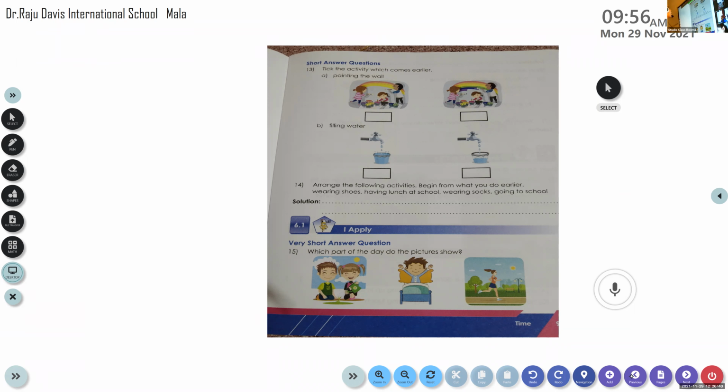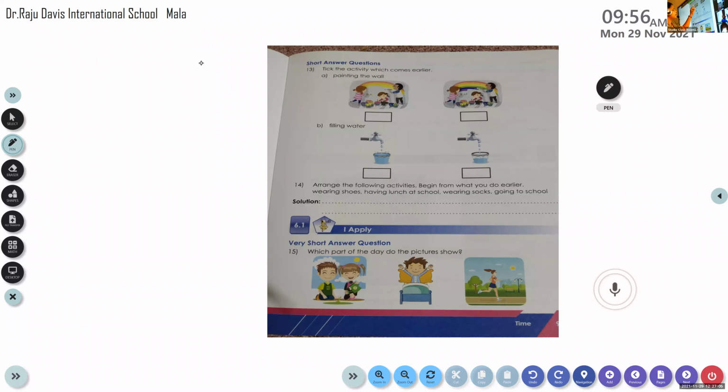So here we have question number 13. Tick the activity which comes earlier. What is the meaning of earlier? Before, the activity which comes before. So tick the activity which comes earlier, and you can see painting the wall.